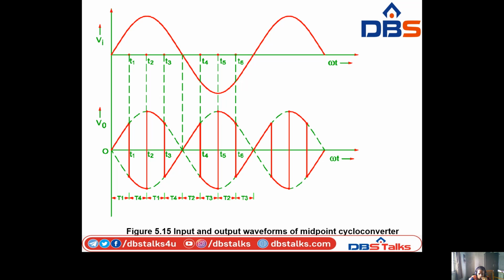At the start, T1 will be operated. After that T4 will be operated, so T1, T4. Then the set T2, T3 will be operated, then again T1, T4, and T2, T3. These are the sets of thyristors that operate. The output waveform obtained will be like this, marked in red color. This is the output waveform for a midpoint cycloconverter.